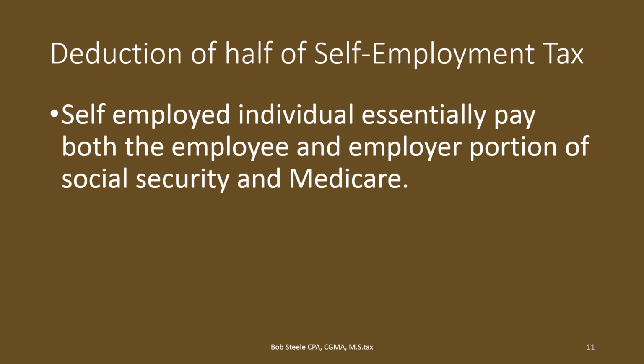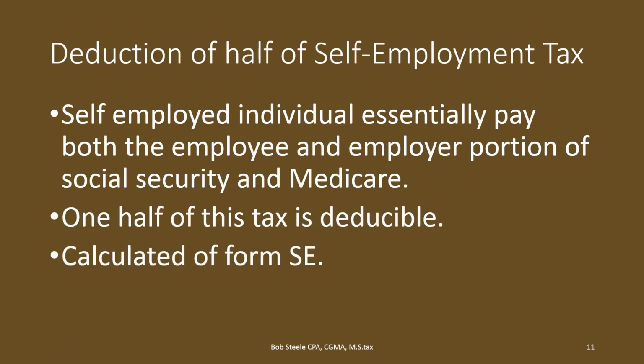Therefore, in order to kind of even the playing field, the half that we consider to be the employer half of the self-employed taxes is deductible on the front page of the 1040. So basically, we're going to calculate the self-employment income, net income. Then we're going to calculate the self-employment tax, and then we're going to deduct half of it, not on the Schedule C, but on the first page of the 1040. So that's how that's going to work out. So one-half of this tax is deductible, and the calculation is on Form SE.